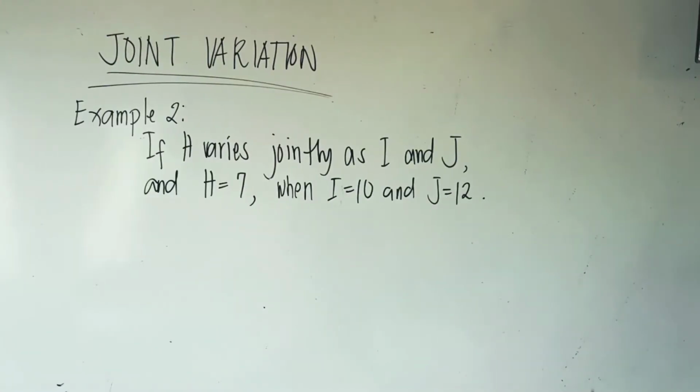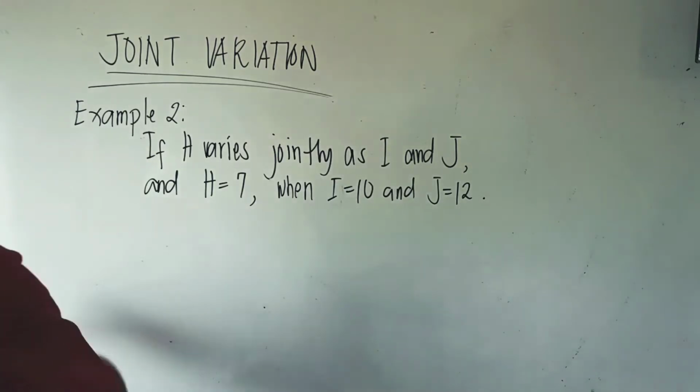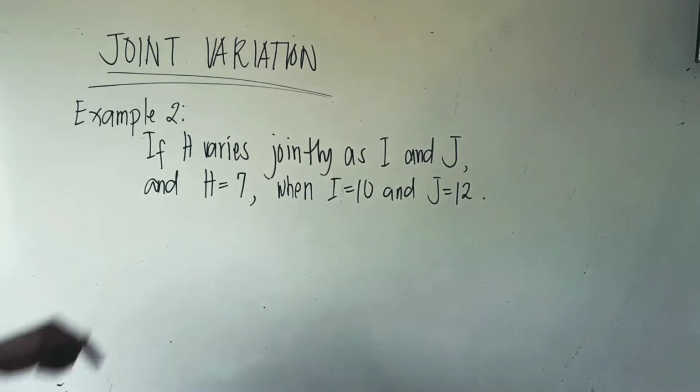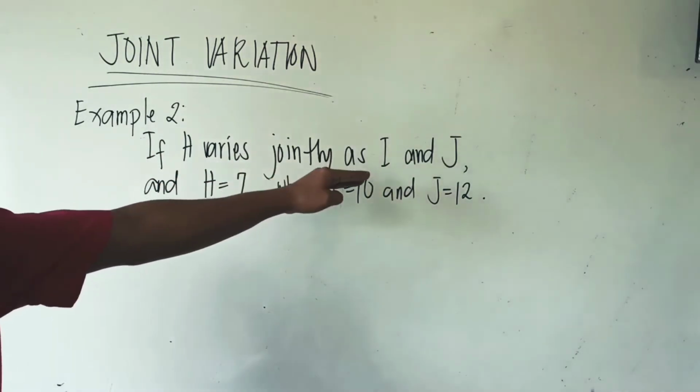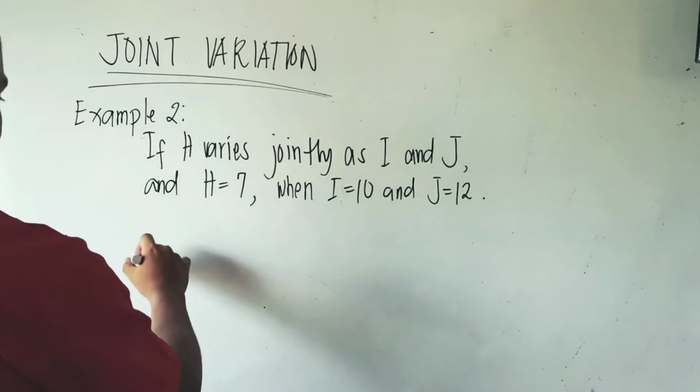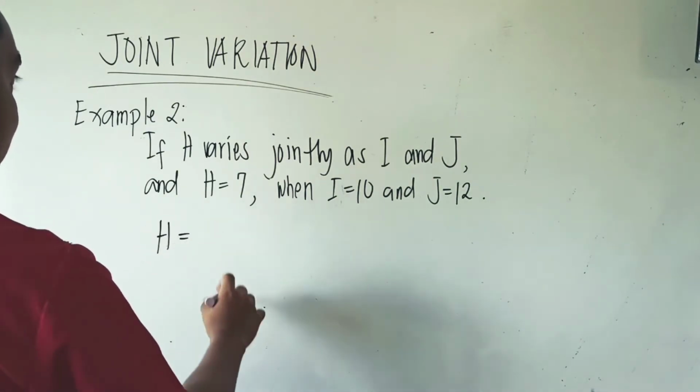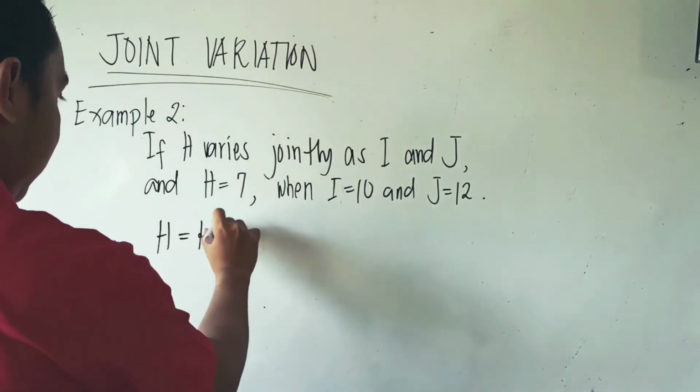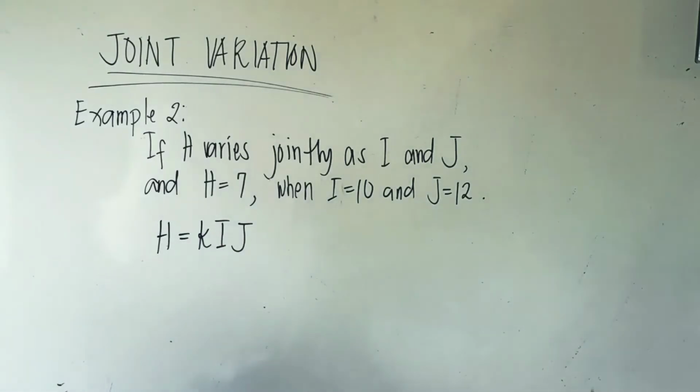So next example. If h varies jointly as i and j, and h equals 7 when i is 10 and j is 12. So, as you can see sa problem natin dyan, hinahanap lang po dyan is yung constant of variation. Okay? Para ma-solve to, kailangan po muna natin gumawa ng equation. So, h varies jointly as i and j, so that is h equals kij. Ito po yung equation natin.